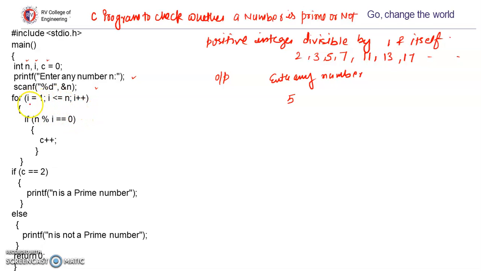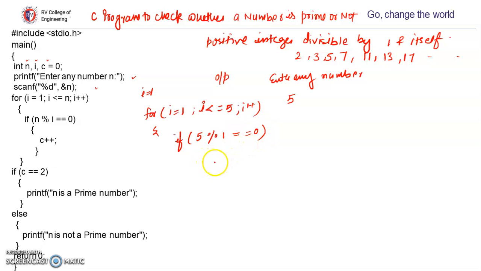Then we come here and check the condition inside the for loop. The for loop starts from 1 to n. So the for loop will start from i is equal to 1 and i less than or equal to 5, i plus plus. And here what we are checking is if n modulo i is equal to 0, where n is the number. So we check 5 modulo 1 when i is equal to 1, because i starts from 1. If 5 modulo 1 is equal to 0, definitely the number will be divisible by 1 and itself, so this will be 0. So the counter plus plus means the counter was 0 initially, and it becomes 1 now.